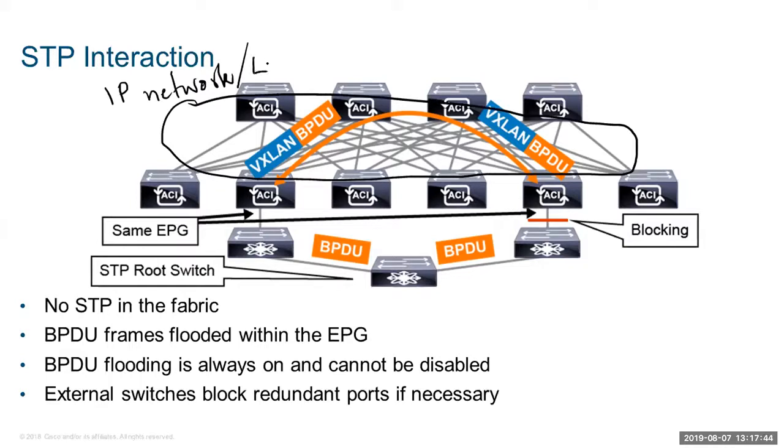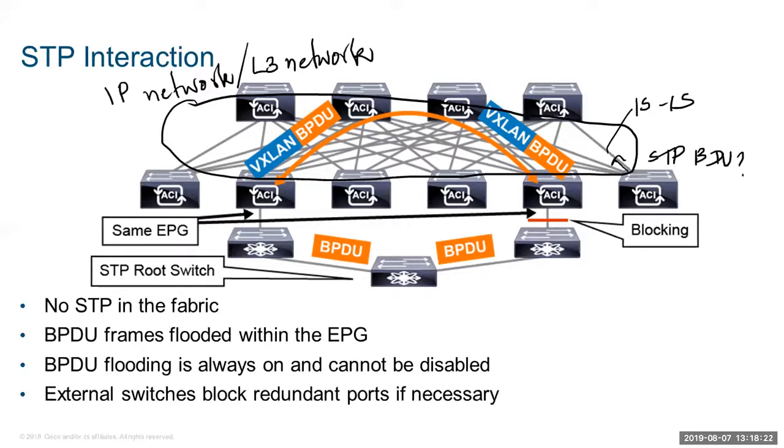Or I would say a layer 3 network. And I have ISIS protocol running here. Do you think these switches are going to send spanning tree BPDUs? What do you say? I would say no. It's not layer 2. It's not switched. It's a routed network. So of course not.